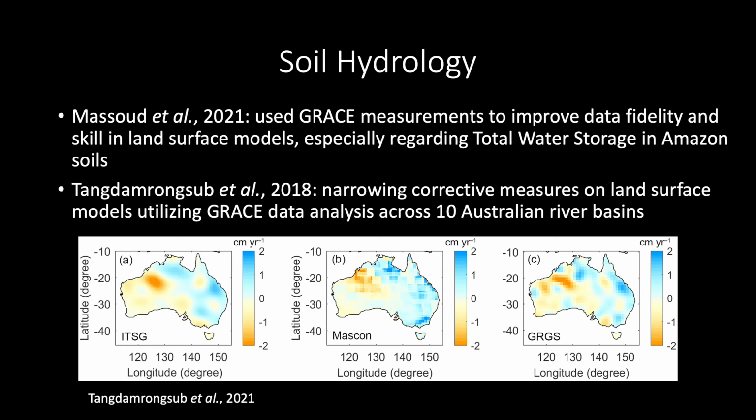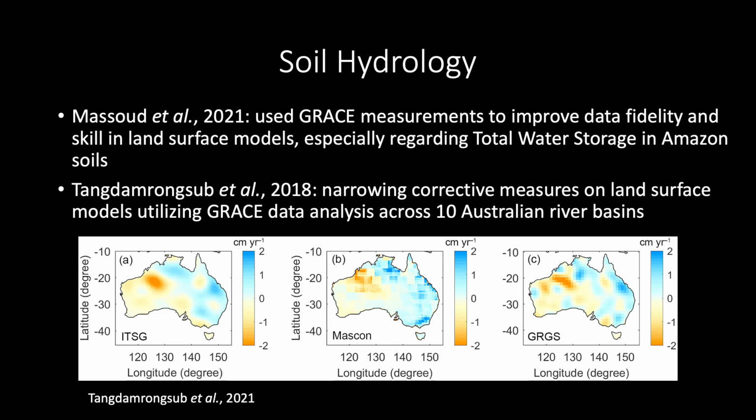Tangdamrongsub et al. in 2018 used similar measurements from GRACE, taking total water storage from Australian soils and using it to correct a model previously used, and that's what you can actually see below here in this image. You can see corrected models.